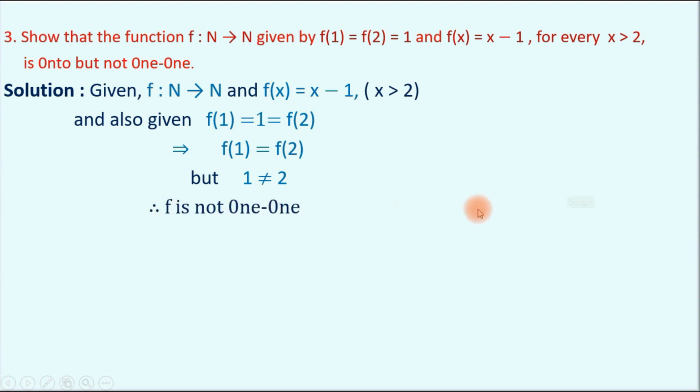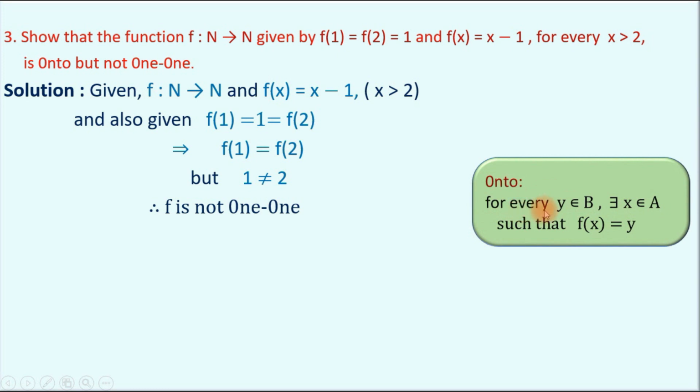Look at the onto condition. For every y belonging to B, there exists x belonging to A such that f of x equals y. This means y is the image of x. So, for every element y belonging to the codomain, there exists x belonging to the domain such that f of x equals y.